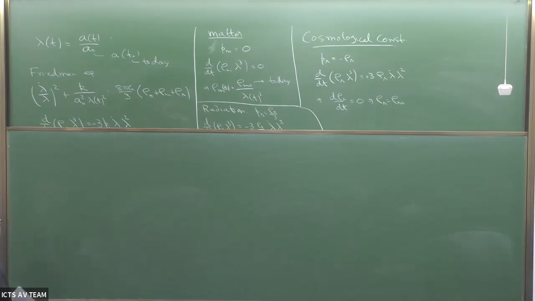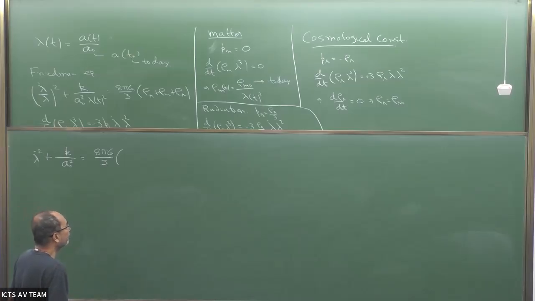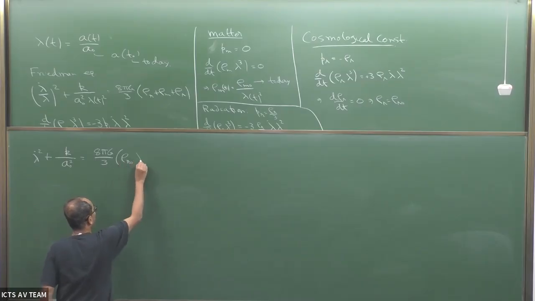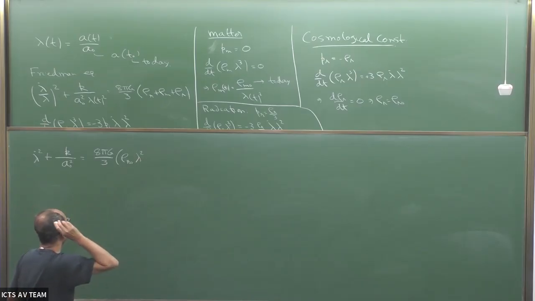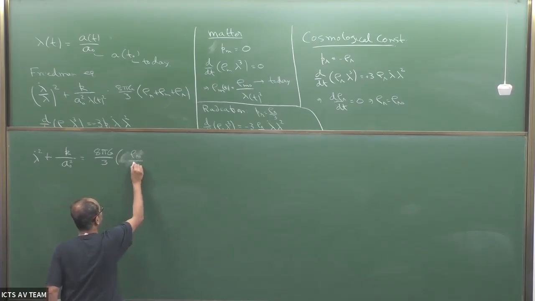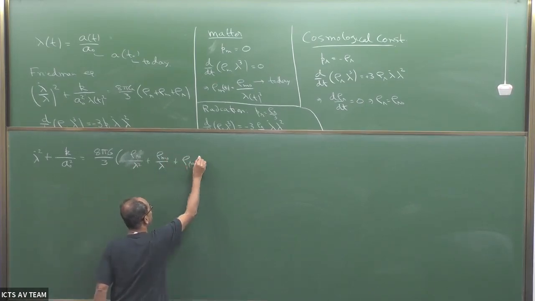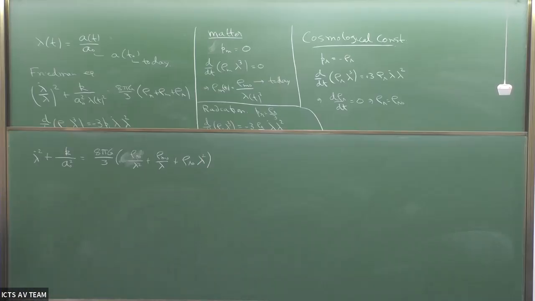Okay, so with this, we write the equation. I will now multiply this by a². So ȧ² + K/a₀² is equal to 8πG/3 times ρ_r0 over a² plus ρ_m0 over a. Since ρ_r went as 1/a⁴, I just multiply by a². So 1/a⁴ becomes 1/a², and 1/a³ becomes 1/a.